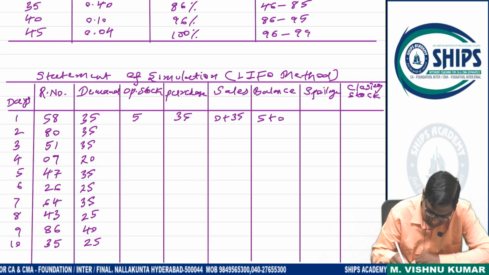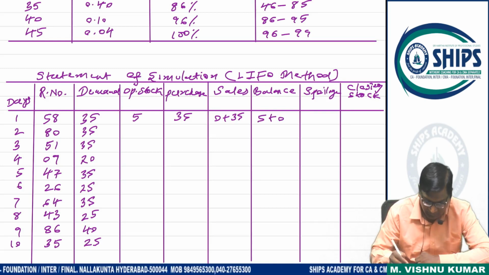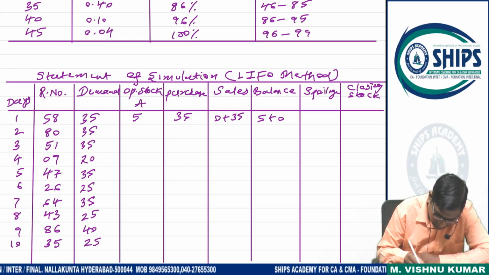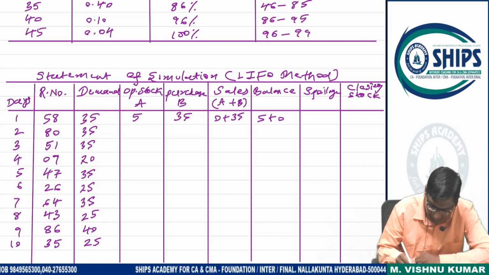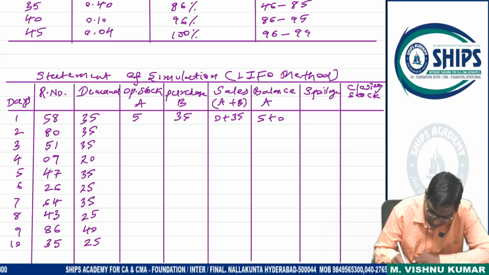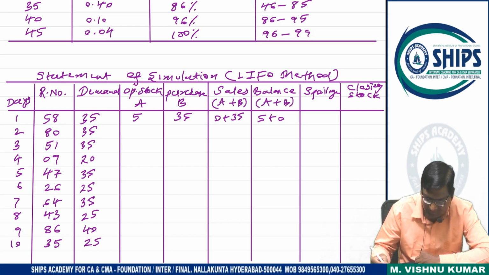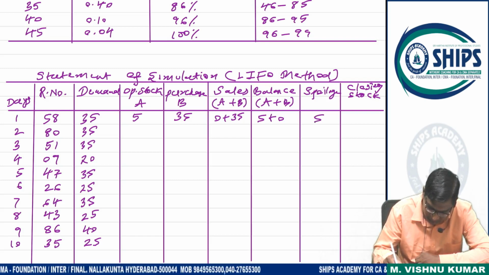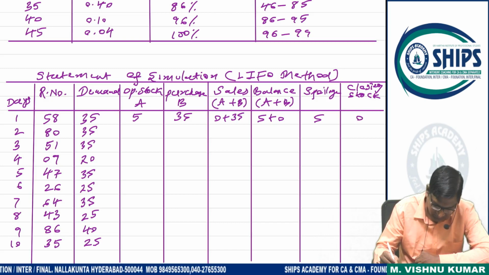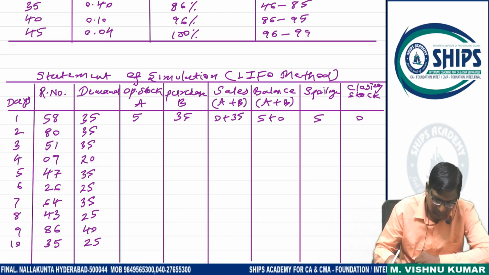So balance also. From opening stock, how much coming? 5. From purchases, 0. Write like this, it is easy to understand. Means this is A column, this is B column. Sales: first A plus B. From A anything sold? No. From B how much sold? 35. Balance also. From A how much balance? From B how much balance? Understand? So from A 5 coming, B 0. Now spoilage 5. Correct. Closing stock 0. Because this 5 is spoiled, so there is no closing stock now. Understand?